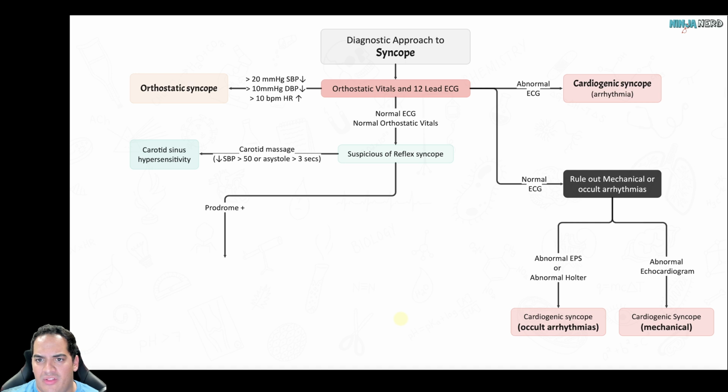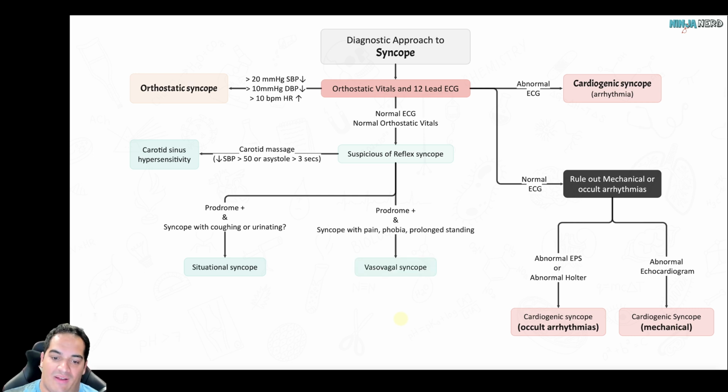If the patient has a prodrome, it means that they get lightheaded, nauseous, dizzy, they feel like things are getting dark, and then they pass out. That's super suggestive of either vasovagal or situational. So think about it. Was there a situational experience? Were they coughing or peeing and really forcing that and then they passed out? That's suggestive of situational. Whereas if the prodrome was present with them being in insane pain, or they just saw a spider or a bear was chasing them, or they were standing for a long period of time, that's more suggestive of a vasovagal syncope.